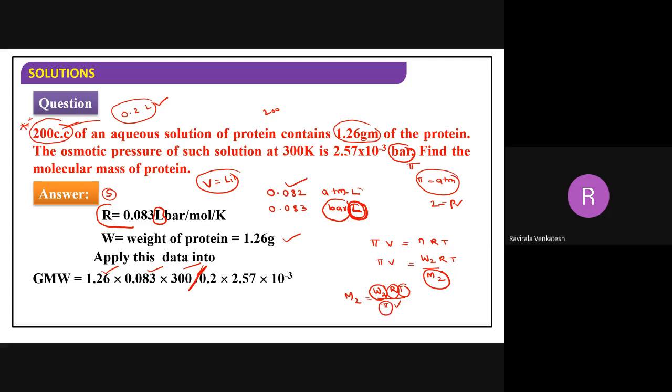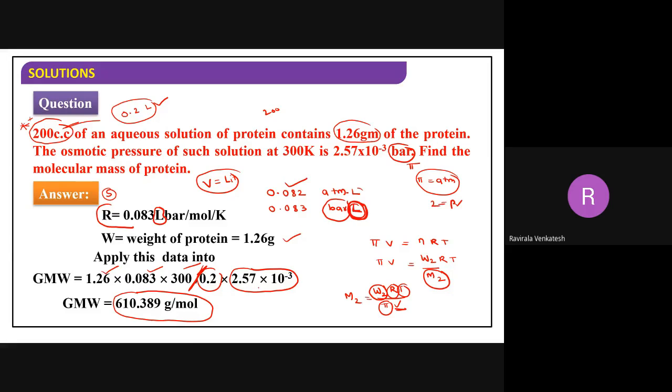Osmotic pressure is how much given? Osmotic pressure is given as 2.57 × 10 to the power of minus 3. And volume is given how much, beta? 0.2 liter. Now substitute everything. You are getting 610 grams per mole, which is the gram molecular weight.